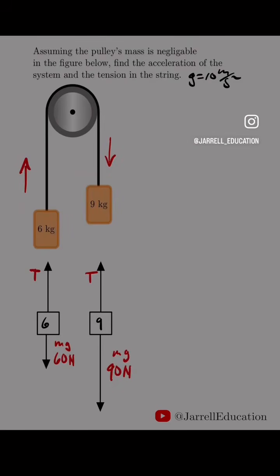Okay, today we're going to be solving a classic physics problem called the Atwood machine problem. Let's read the statement. Assuming the pulley's mass is negligible in the figure below, find the acceleration of the system and the tension in the string.